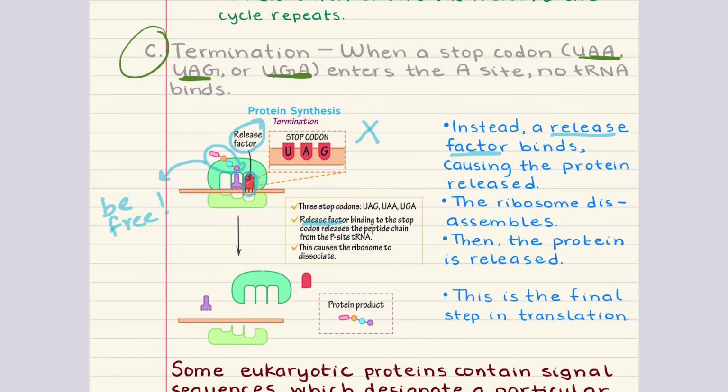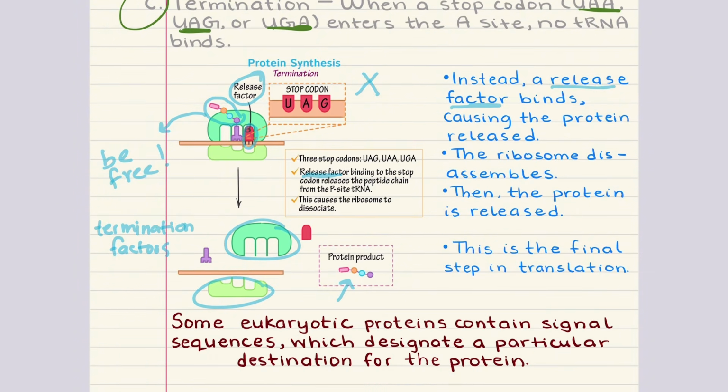Then additional proteins called termination factors can also assist in this step by essentially disassembling the ribosomal subunits and cleanly ending translation. Once the protein is released, the ribosomal subunits fall apart, and the messenger RNA can either be translated again or degraded depending on the needs of the cell.